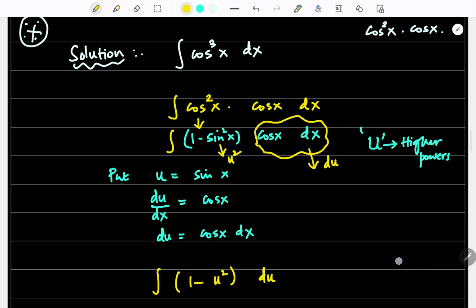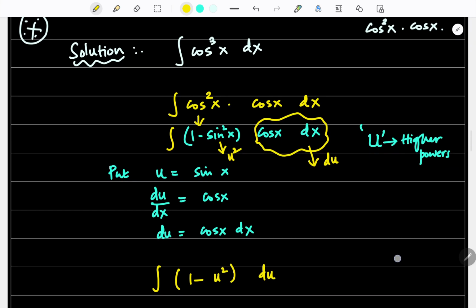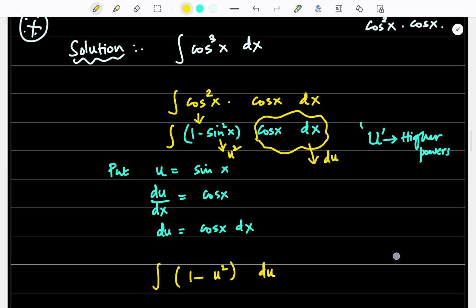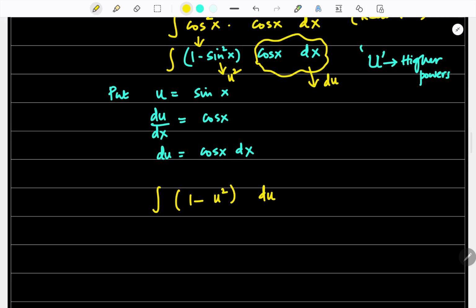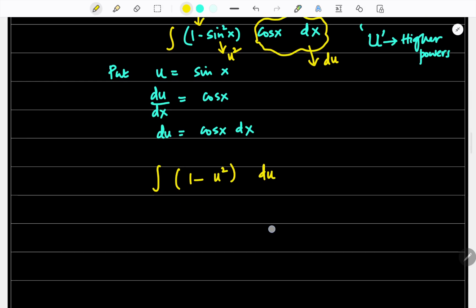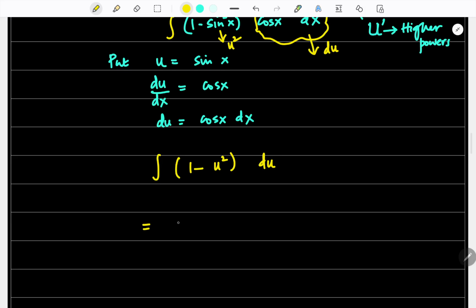What a lovely result. Before that it was cos³x, and we just gave one small reduction. This is called reduction, we can say. The power 3 I reduced. And the integral is converted into an easy form, 1 minus u square. Now what is the integration of 1? u. What is the integration of u square?